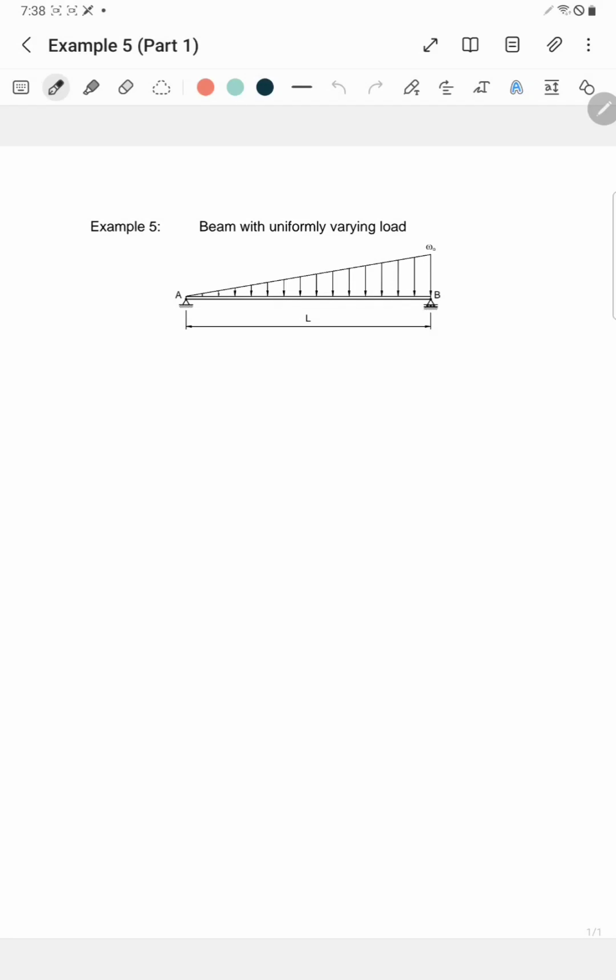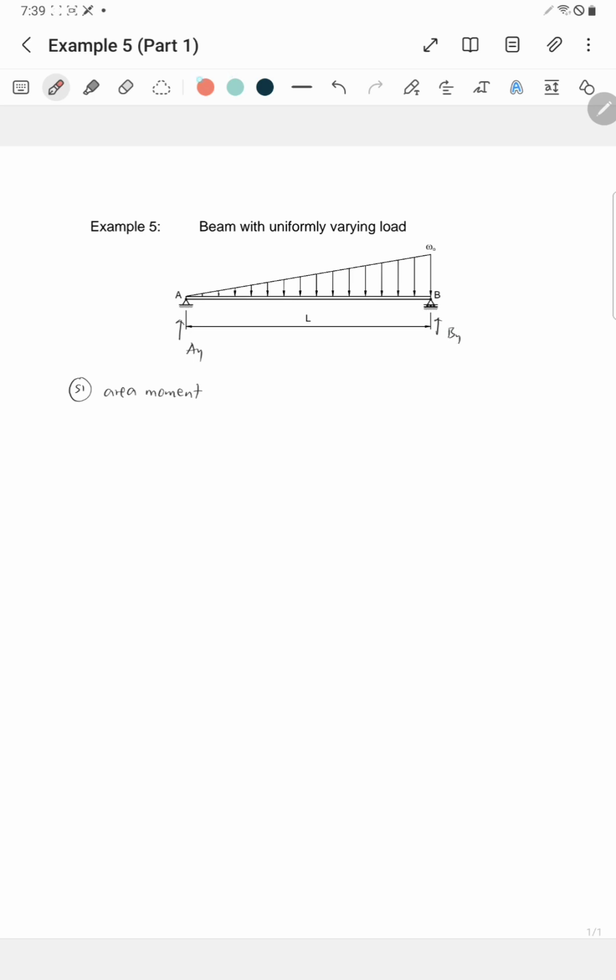Example number 5, beam subjected to a uniformly varying load. Dalawang solutions tayo para sa problem na to. Solution 1 is we use area moment. Okay, mag-assume muna tayo ng reactions. Assume that AY and BY are both upward.